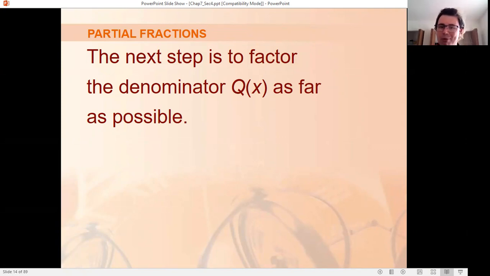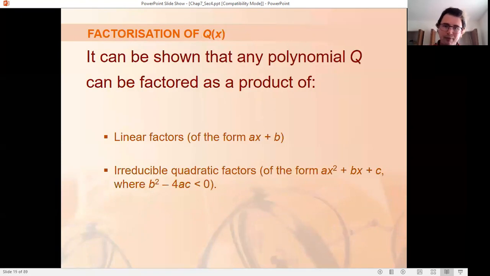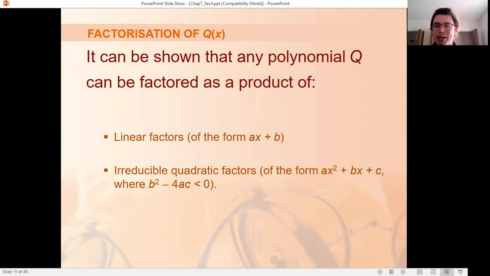What I'm doing is I'm going to factor my denominator as far as possible. So in technical language, I would say we are factoring it into its irreducible factors, those terms that cannot be broken down any further. So how do I know when I've got one of these irreducible factors? Well, off the bat, I'll tell you that any linear term, just ax plus b, is automatically irreducible.